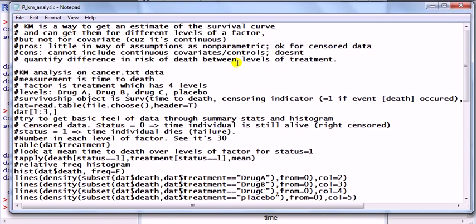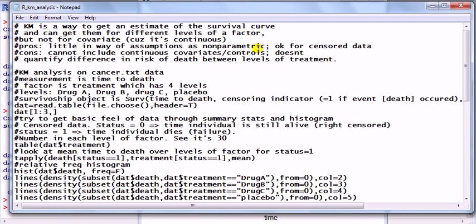Moreover, it doesn't tell us how much difference in the risk of death there is from one level to the other. To get these answers, we can look at the next class of models, which place more assumptions on the distribution of survival time. These are the semi-parametric models, being the Cox proportional hazards model, and fully parametric models, such as the proportional hazards model. But that's for another time.